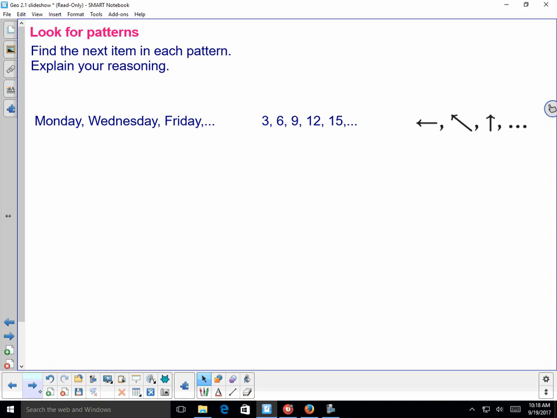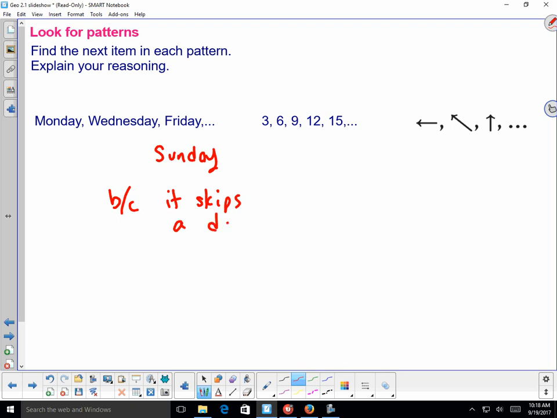So first of all, let's start with some examples. We're looking for patterns here. Can you find the next item in each pattern, and can you explain what your reasoning is? For example, if you saw a pattern that goes Monday, Wednesday, Friday, what do you think would be the next item in the pattern? Some of you might say it looks like they're going every 2 days, so 2 days after Friday would be Sunday. Your reasoning would be because it skips a day, or because it goes every other day. All right, what about this next example?